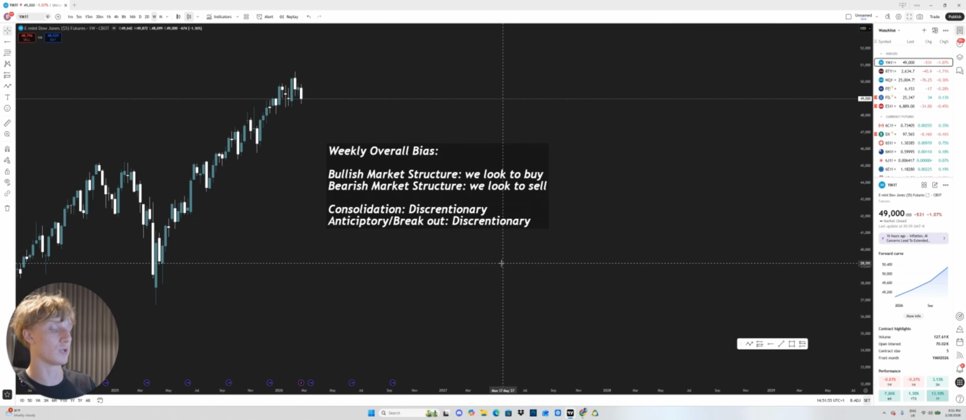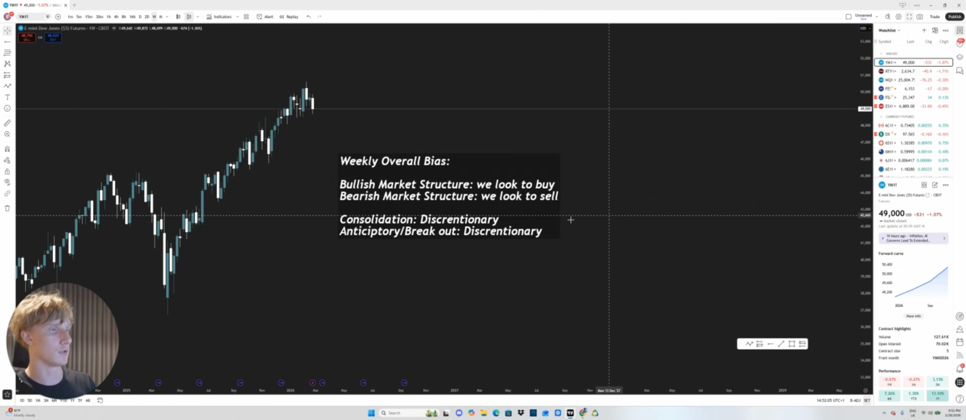Now, if we're in a consolidation, we can actually buy or sell, but it comes from discretion, which I'll touch on. And the same with anticipatory trades and breakouts is also very discretionary. So these are the easiest to follow along with. We'll go through these first, and then we'll come back and touch on this.